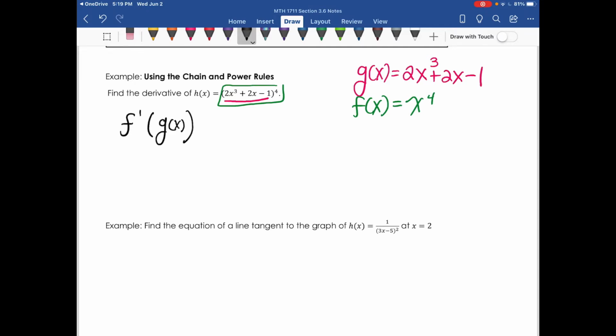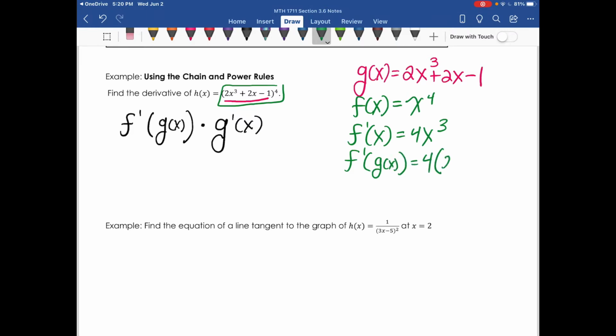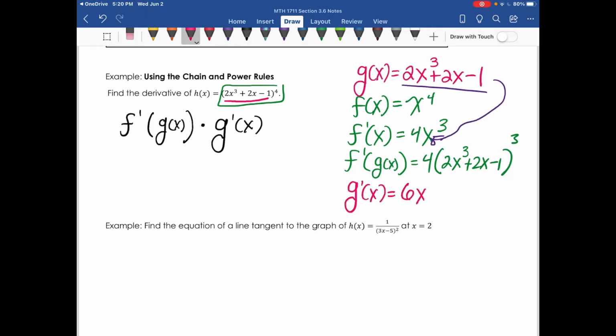Now, when I take the derivative using the chain rule, I have to find the derivative of f. You still evaluate it at g of x, so that inner function is going to remain inside there. And then I'm going to multiply it by the derivative of the inner function. So the derivative of f is 4x to the third. And then if I plug in g of x, that's going to be 4 times 2x to the third plus 2x minus 1, and then that's all raised to the third power. So now I need to find the derivative of g of x, which is 6x squared plus 2.